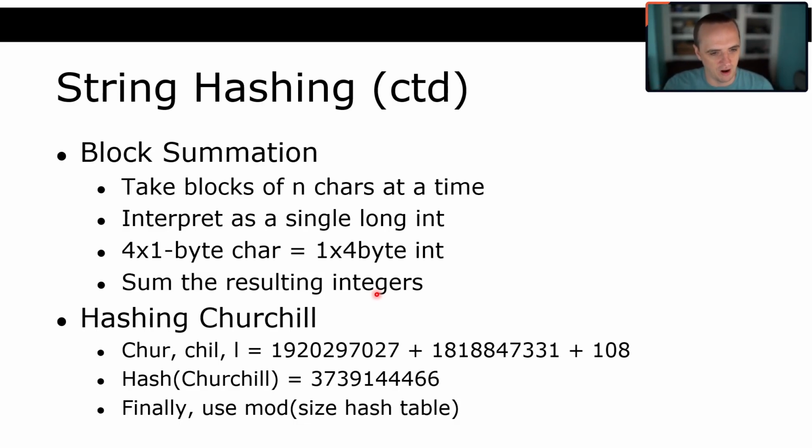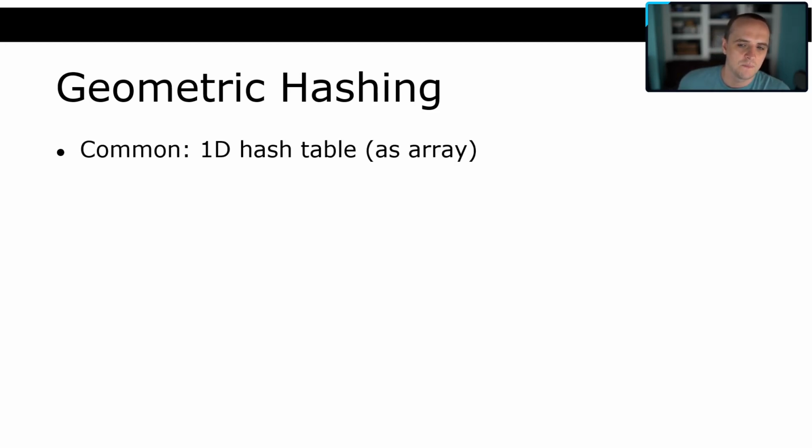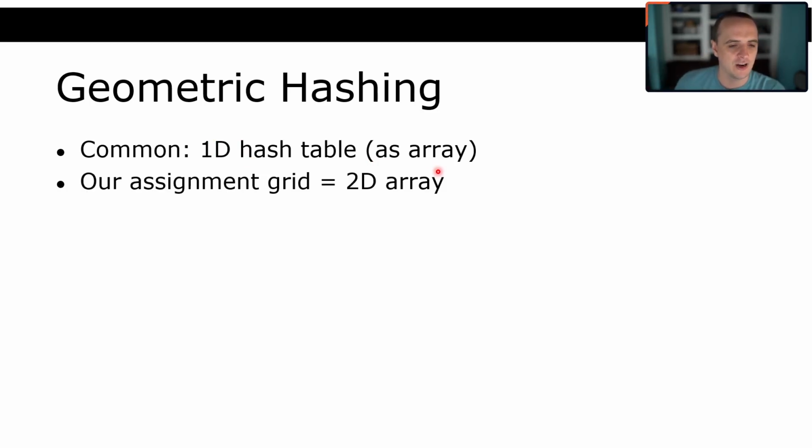So this is sort of like on our way to a better hash function. What about geometric hashing? Well, here's an example of that, because I've mentioned this a number of times. It's very common that we would have our hash table implemented as a one-dimensional array, right? Just a normal array. However, in our assignment, we have a 2D array, for example, our map, or our closed list.